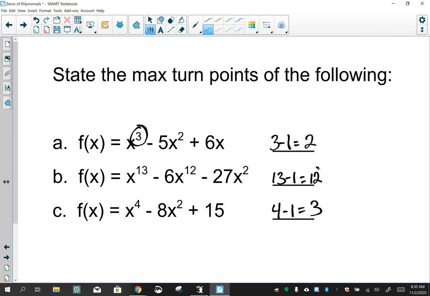Now, mind you, this number only tells me my max. It doesn't necessarily tell me that's actually how many I'm going to have. But what I do know is I can't have more than 12, or more than 2, or more than 3. I can have just 1 turn point, and that's okay. Out of the 12 on this one, for instance, I could have 5 turn points. That's okay. The point is that you can't have 13 turn points. We can't have 14 turn points. You cannot have any of those. So this just tells us our max turn points for this whole process.